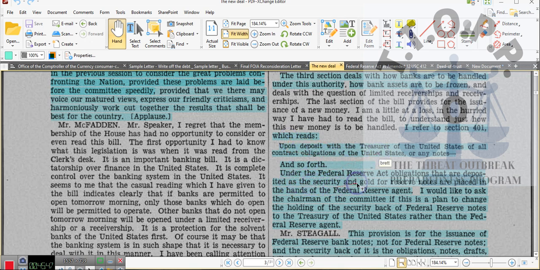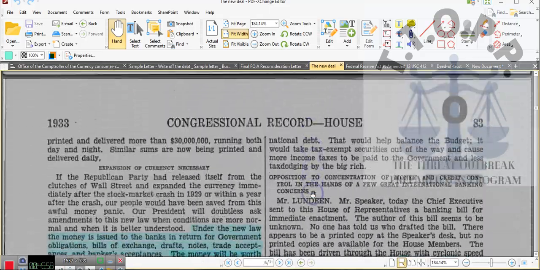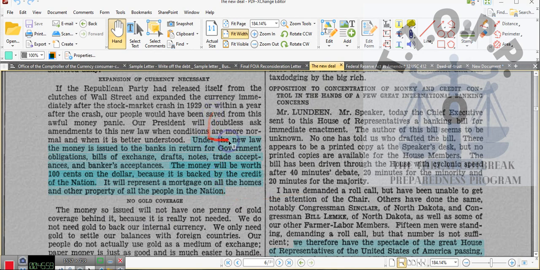These are the security and the gold for the Federal Reserve notes that are placed in the hands of the Federal Reserve agents. Ladies and gentlemen, how is it possible that this could work? How did Congress do this to all of us? Because under the new law, the new money is issued to the banks in return for government obligations, bills of exchange, draft notes, trade acceptances, and bankers' acceptances. The money is worth 100 cents on a dollar. That's why the note and the application have to be for the same amount. Because it is backed by the credit of the nation, which will represent a mortgage on all the homes and other property of all the people. Section 412, people.